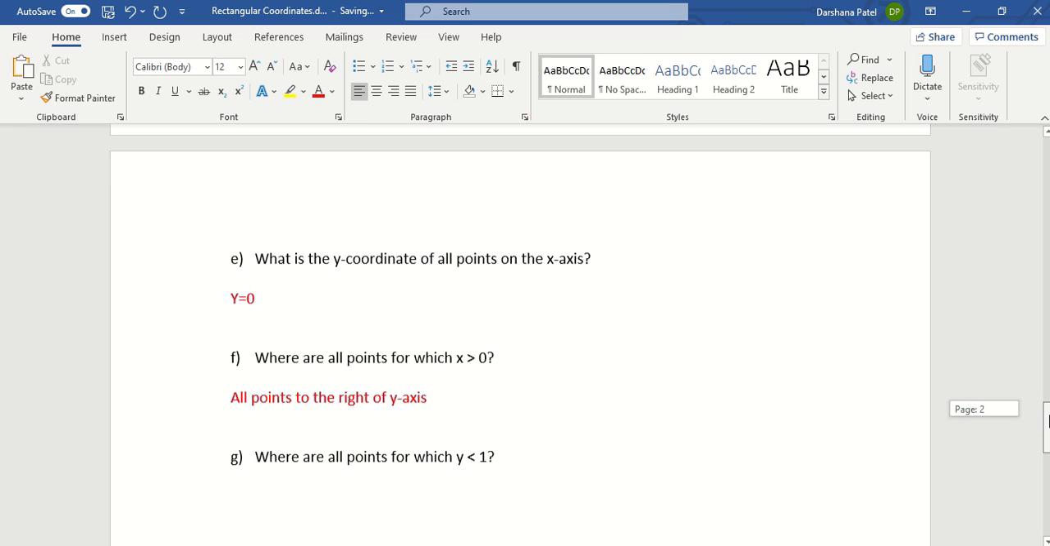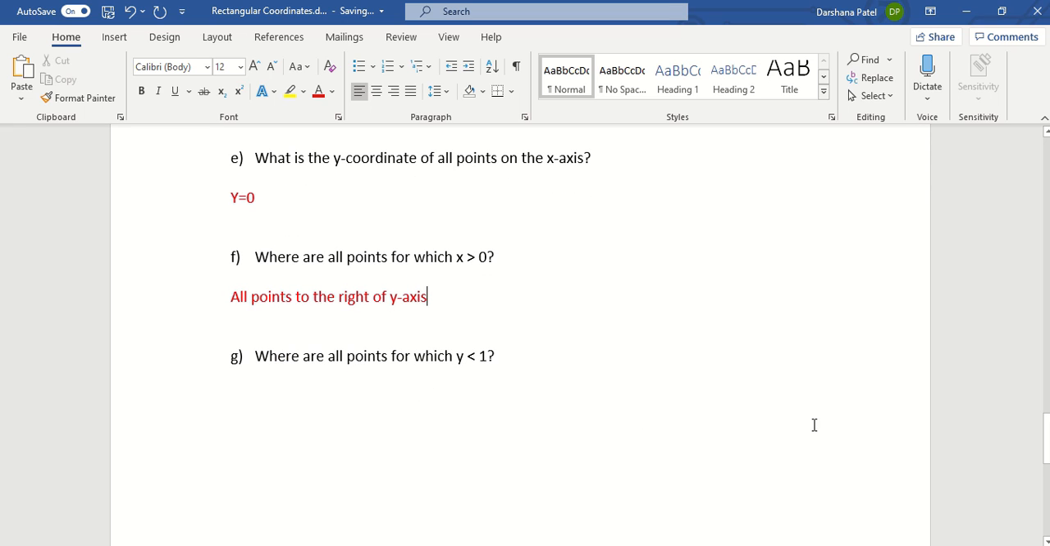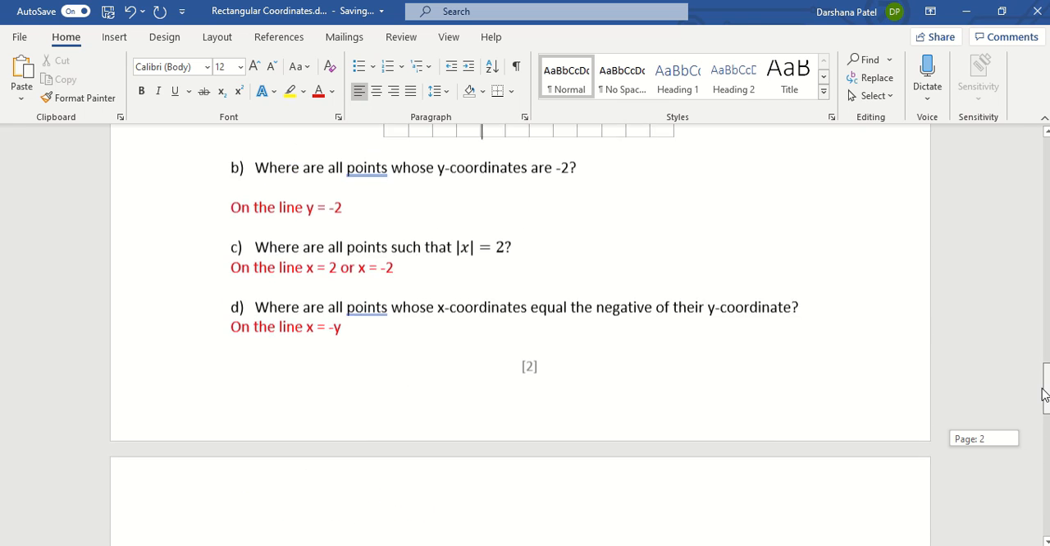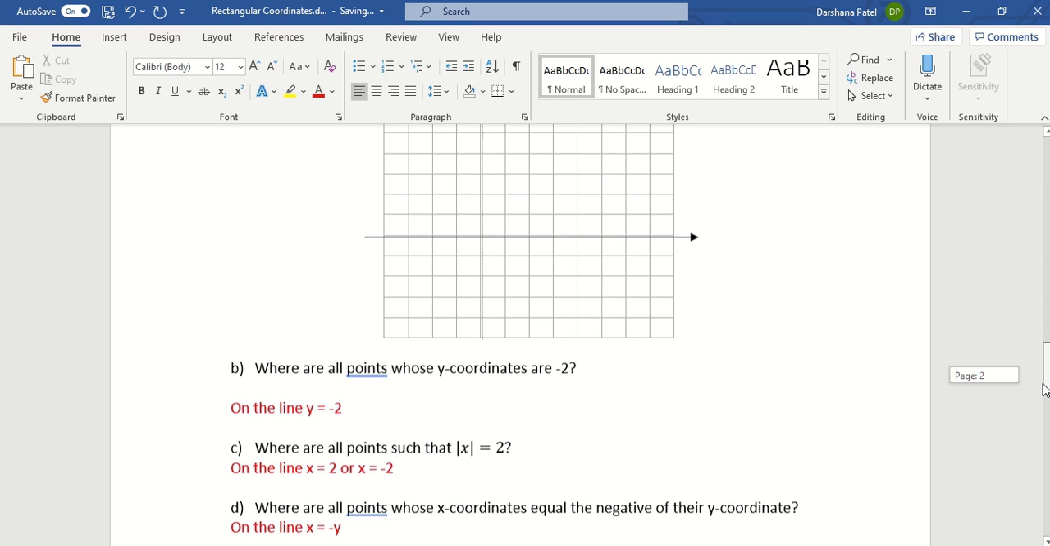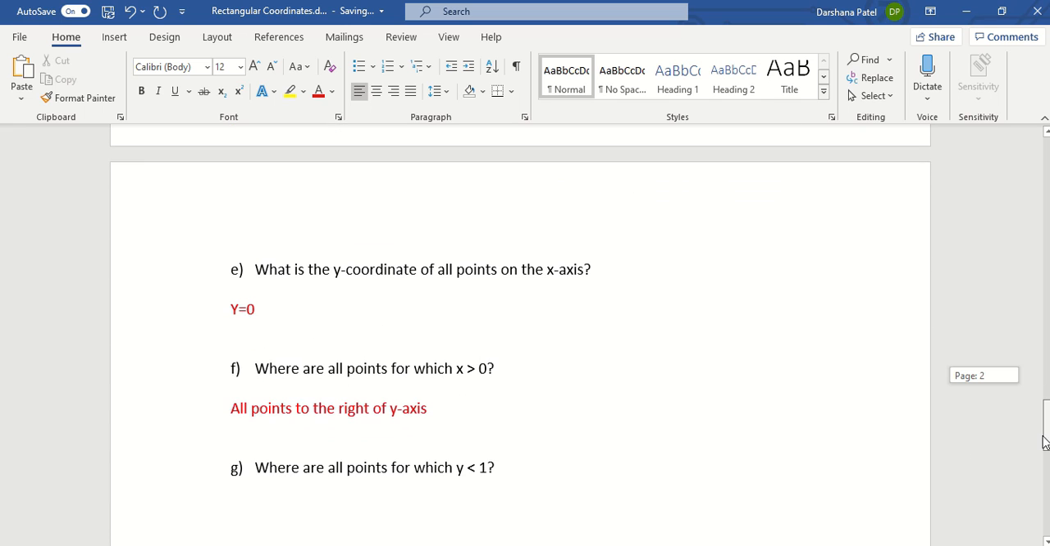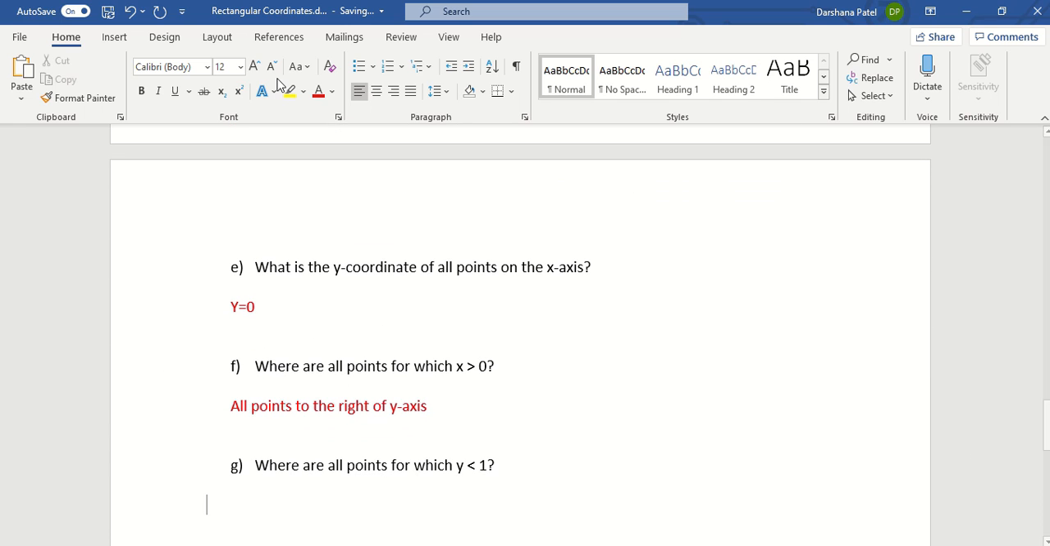Where are all points for which y is less than 1? So y can be 0, negative 1, negative 2. So this is the y equals 1 line, and y less than 1 will be below that line. So we will say all points below the line y equals 1.